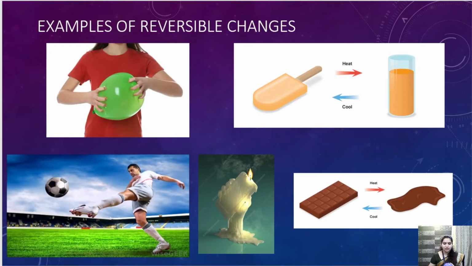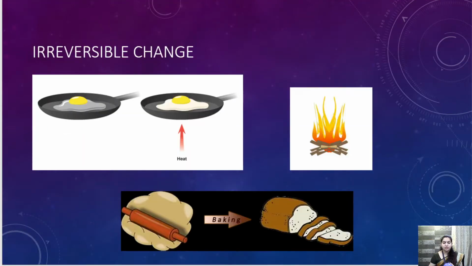So this we have done. We have talked about the examples of reversible change. Now coming to the examples of irreversible change. So this is an omelette. When you break the egg, put it in a pan and heat it, this raw egg is converted into an omelette. Again, you cannot convert this omelette back to the egg. You cannot make it an egg again. So this is an irreversible change.